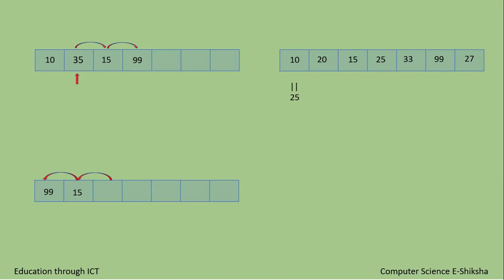So I go on checking whether 25 is equal to 10, no, then the next element, till I get the element, or till I reach the end of the array. So now I got the element 25 at location 4.